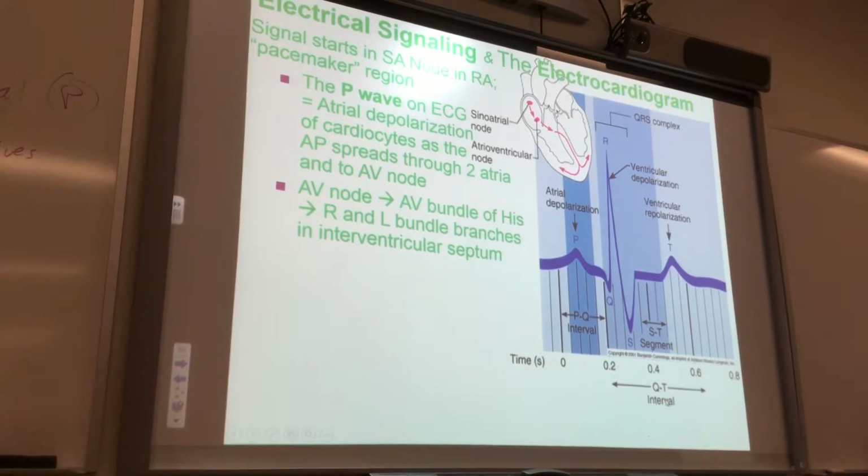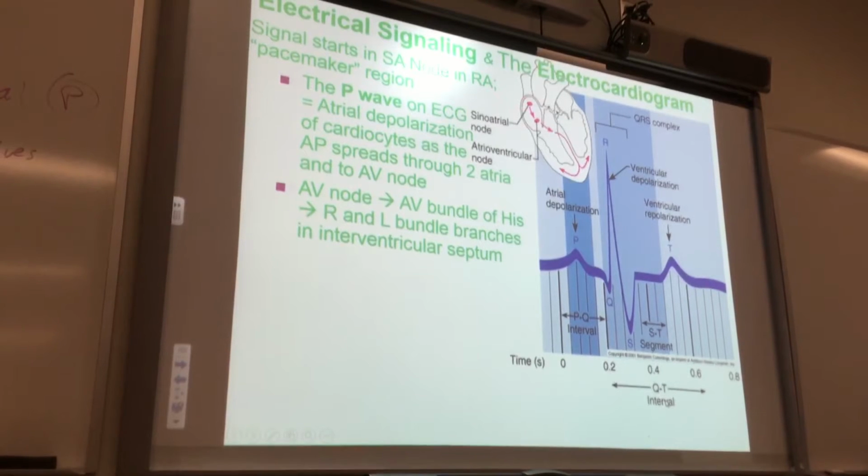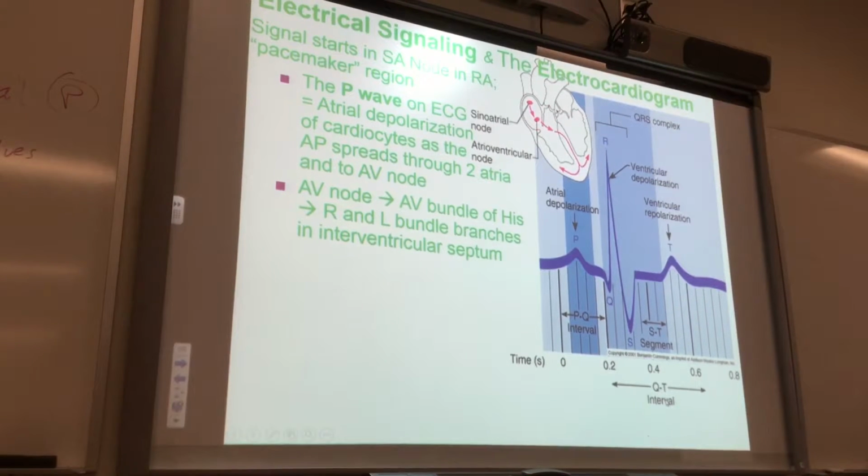And then, after the atria depolarize, the AV node also gets that signal from the SA node. And the AV node will send that signal to the AV bundle of His, right?